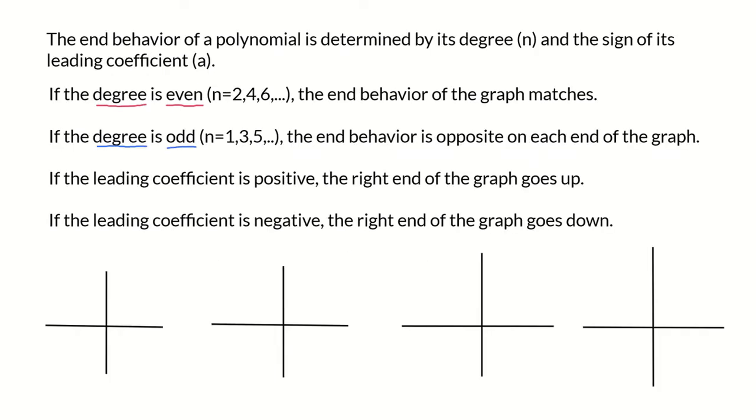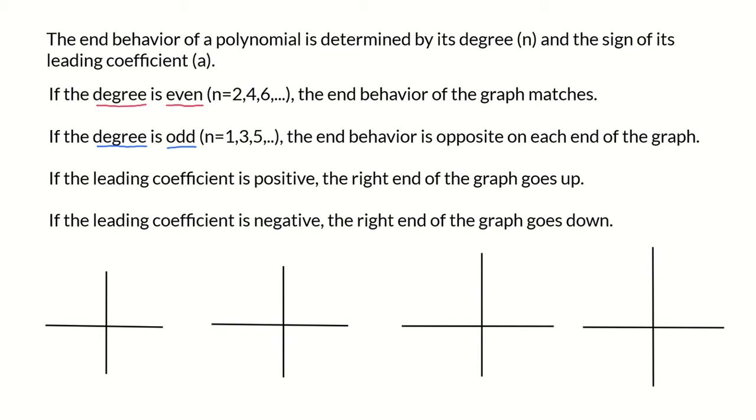So the thing that we can tell about the graph of a polynomial based on its degree and its leading coefficient is the behavior at the ends of the polynomial. So what happens on the left side and what happens on the right side of the polynomial. So if the degree is even, that means it's a number like 2, 4, 6, 8, 10, then the end behavior of the graph matches on either side. So whatever happens on the left happens on the right. If the degree is odd, so it's a number like 1, 3, 5, 7, so on, then the end behavior is opposite on each end of the graph.